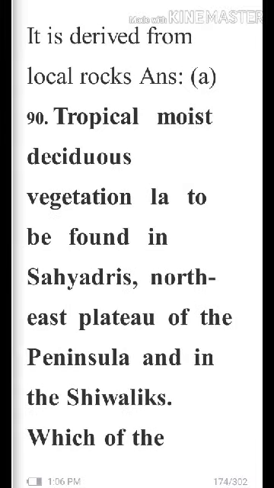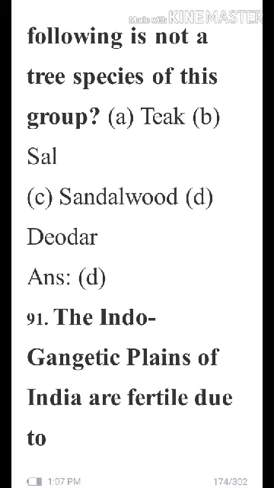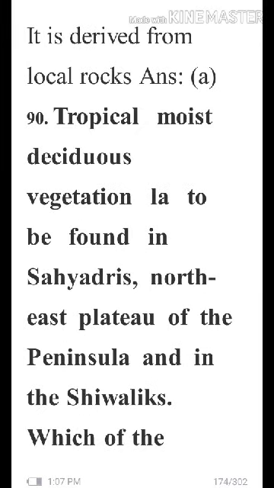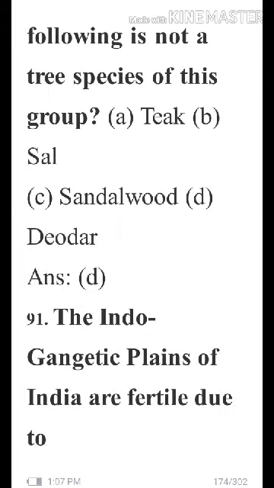Okay, next question, tropical moist deciduous vegetation is to be found in Sahyadris, northeast plateau of the peninsula and in the Shivaliks. Which of the following is not a tree species of this group? Deodar.